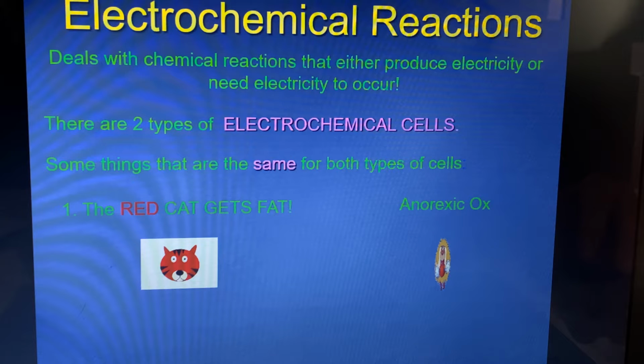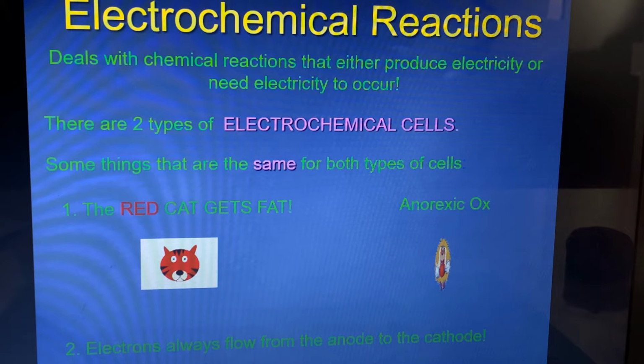And in both of these cell types, electron flow will always go from what is called the anode to the cathode. The charges of the anode and cathode are going to be different. That's where people sometimes get confused. So make sure you know that the electrons are always going to flow from the anode to the cathode.